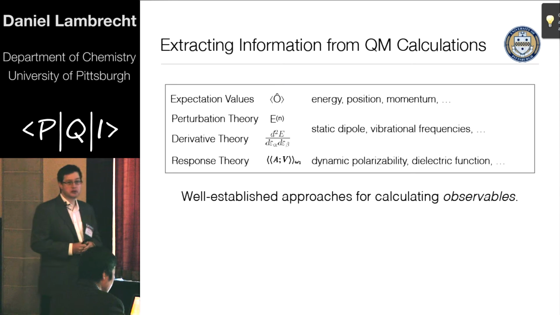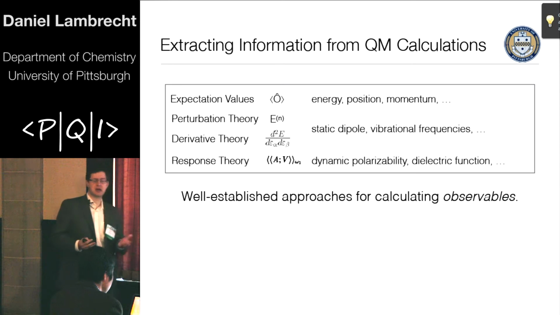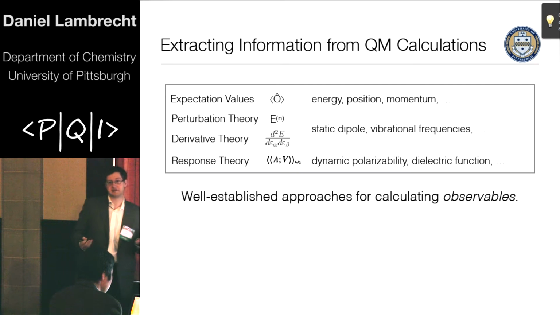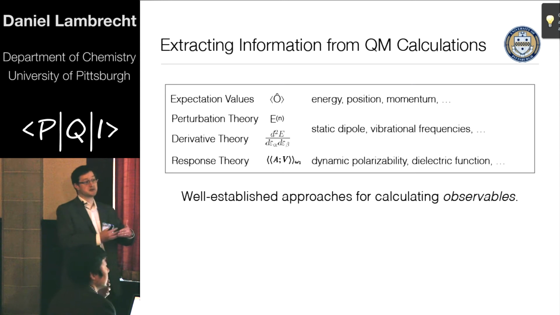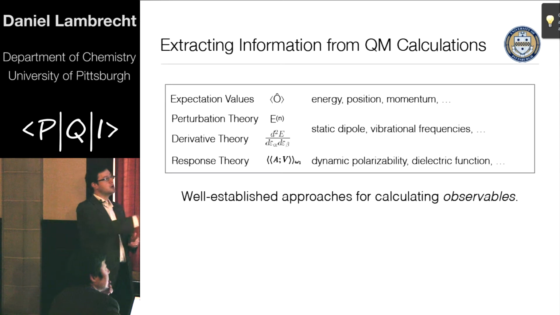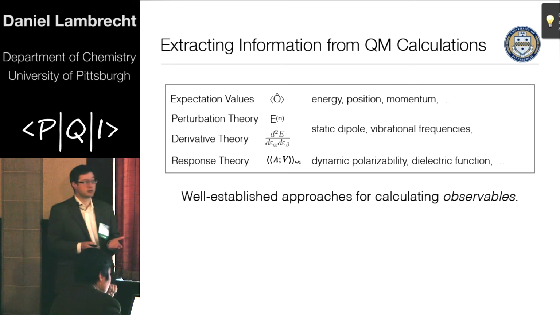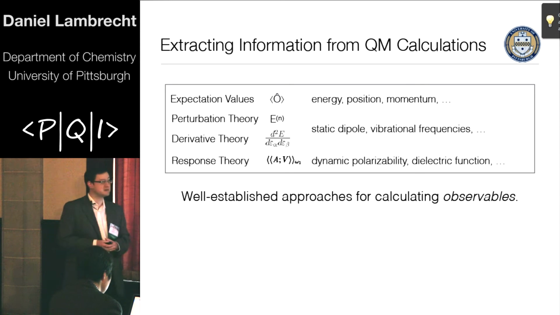Now, we all know if we want to extract information from quantum mechanical objects, we can use multiple tools, right? We can calculate expectation values, or if we want to investigate how a system responds to an external perturbation, we can use perturbation theory, or we can use static response theory or derivative theory to take the response of the system into account. Or if we have a time or frequency dependent perturbation, then we can use time dependent response theory. So there's a well-established toolbox for extracting information on observables from quantum mechanical wave functions and densities.